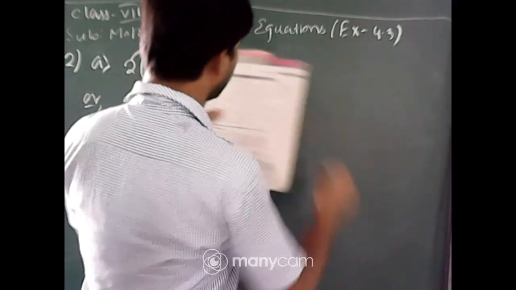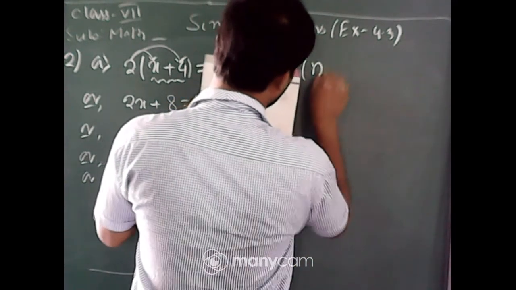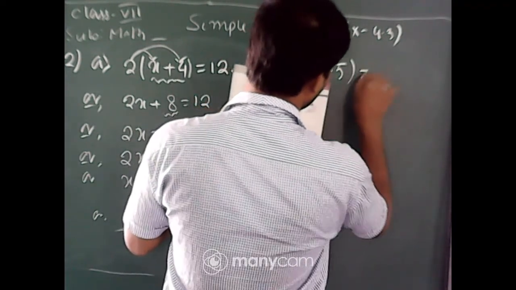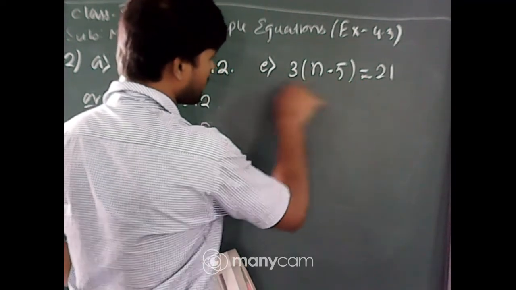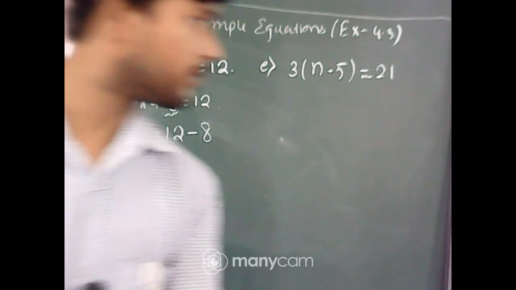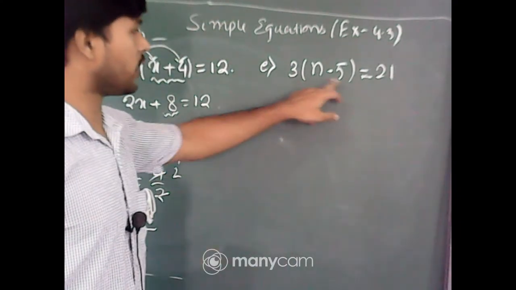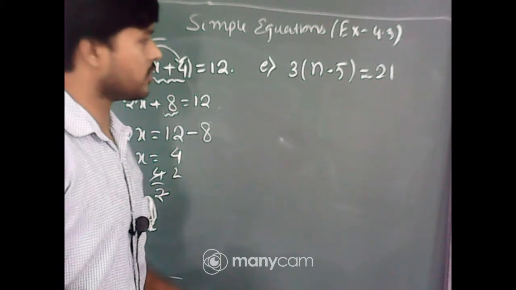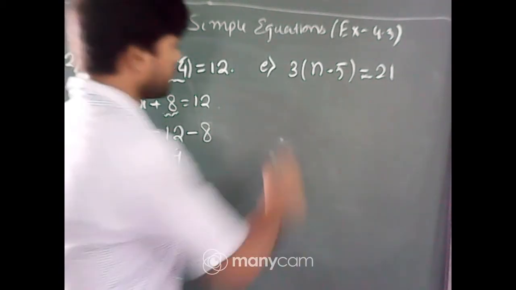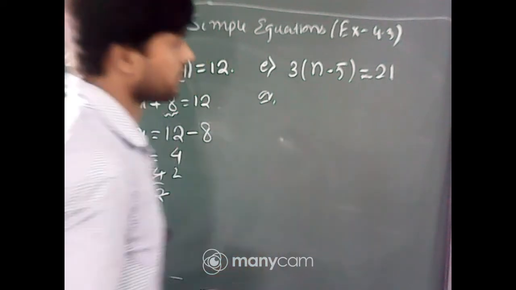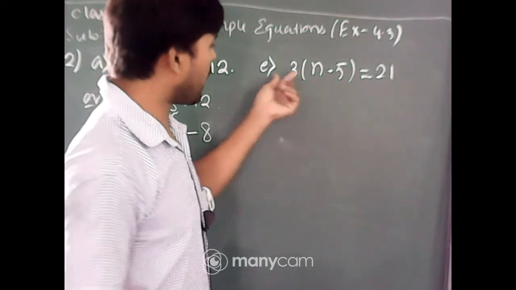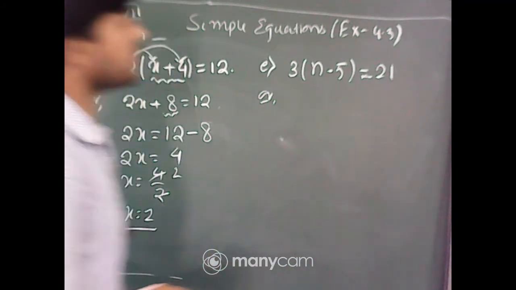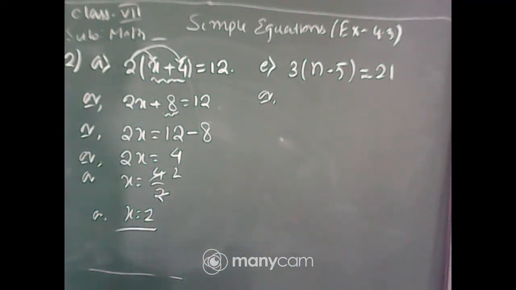So question number C is 3 into (n minus 5) is equal to 21. Now first remove the bracket, means multiply this expression by 3 and tell me the result. If I multiply n minus 5 by 3, what will be the result? Yes, very good, very good.